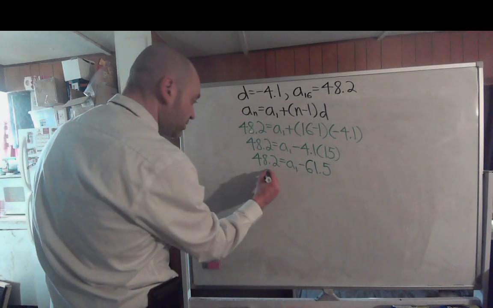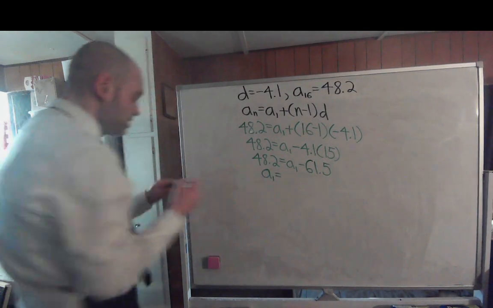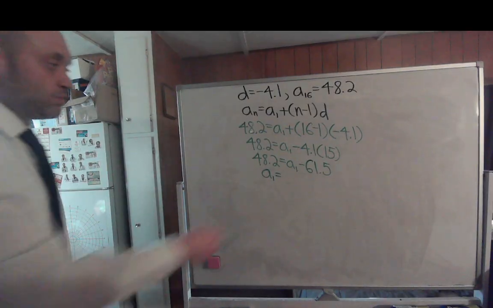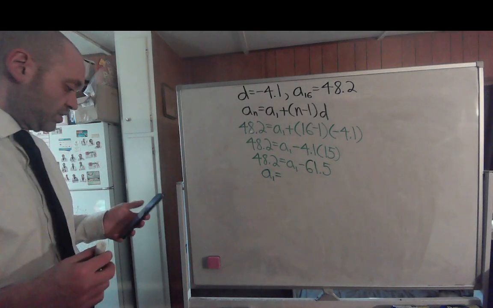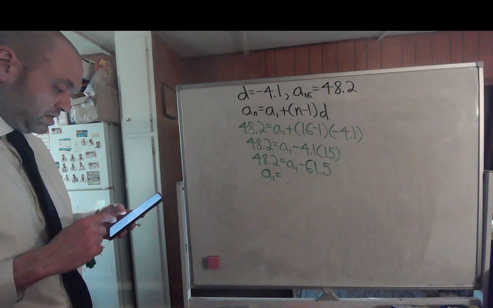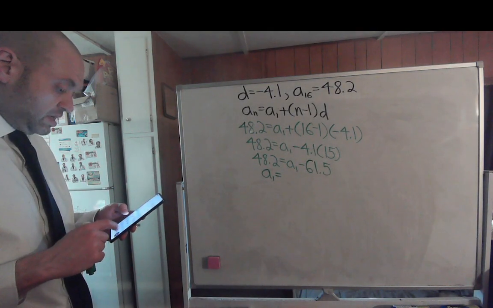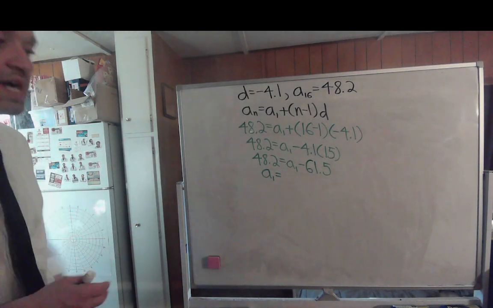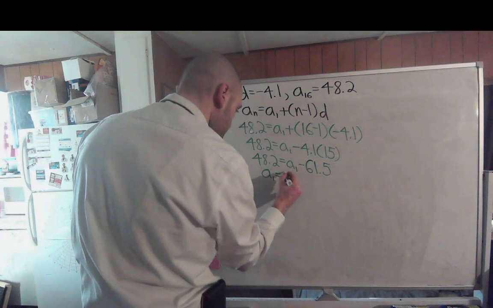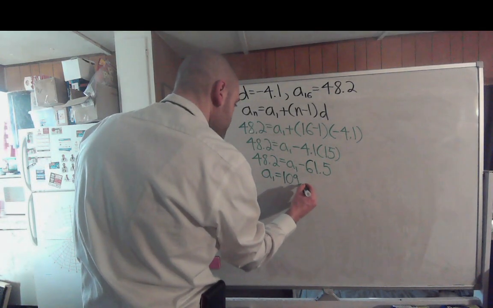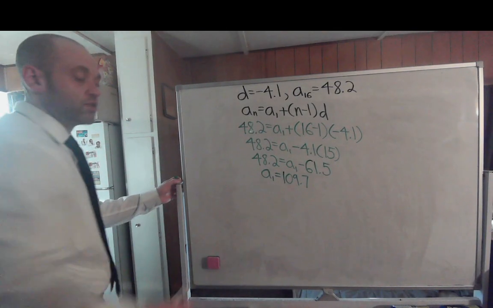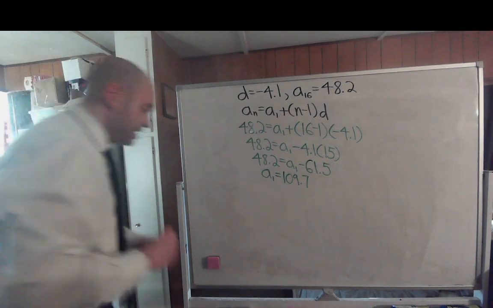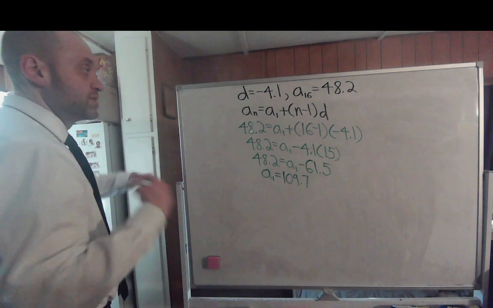So now we can literally just solve for a sub 1, which is going to equal the sum of these two numbers. So take that plus 48.2, so you get 109.7 for your first term. So the first term of the sequence is 109.7. Now we can find the formula for the general nth term of the sequence.